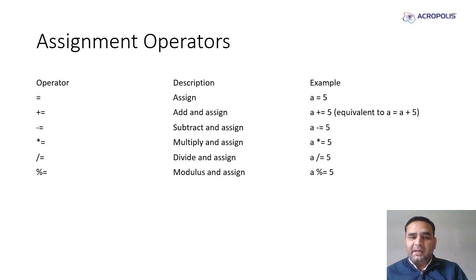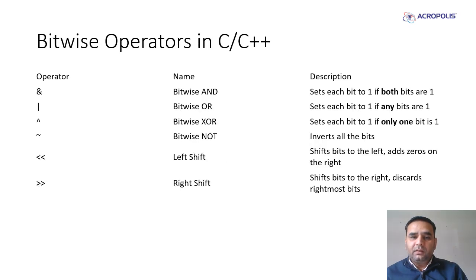We can also have assignment operators that are used to assign values to variables. The very first is the basic assignment operator, then add and assign, subtract and assign, multiply and assign, divide and assign, and modulus and assign. These are equivalent to, for example, add and assign is a = a + 5, then subtract and assign is a = a - 5. Similarly, all other operators will work.